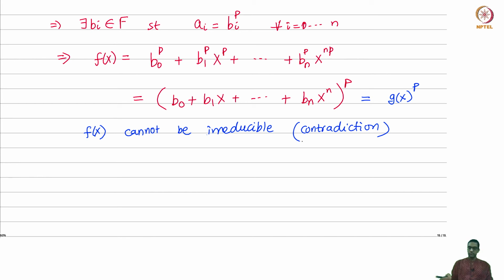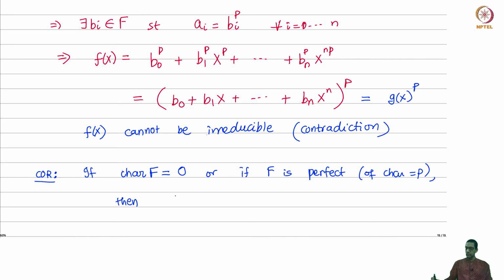And so, as some consolation to the failure of separability in general for irreducibles: if the characteristic of the field is 0, or if the field is perfect of some finite characteristic p, then you conclude that any irreducible polynomial f in F[x] is automatically separable. In particular, this holds for finite fields as well.